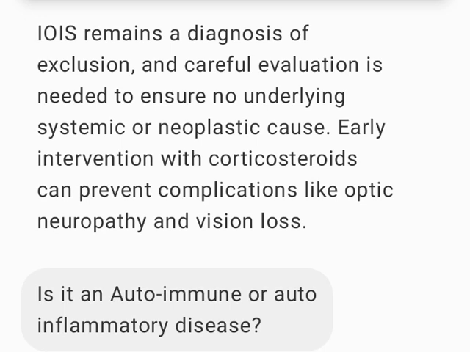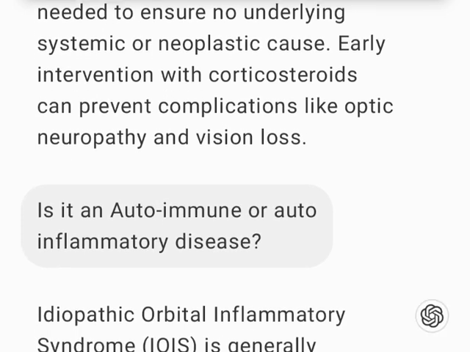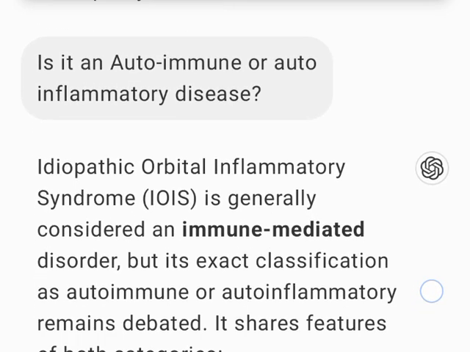IOIS remains a diagnosis of exclusion, and careful evaluation is needed to ensure no underlying systemic or neoplastic cause. Early intervention with corticosteroids can prevent complications like optic neuropathy and vision loss.